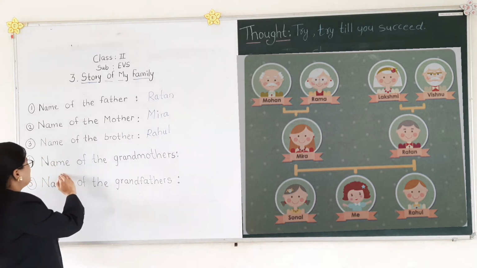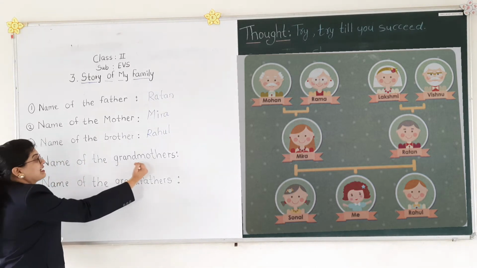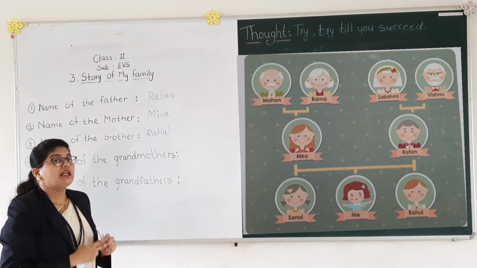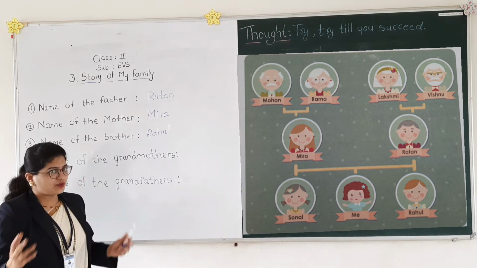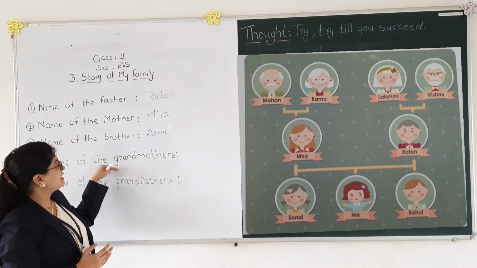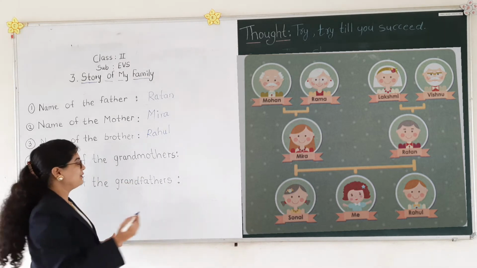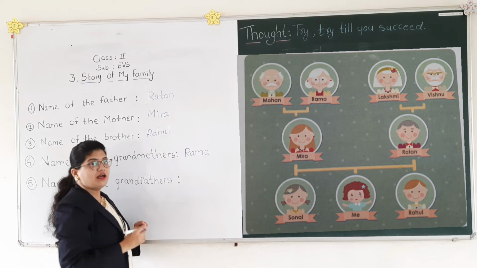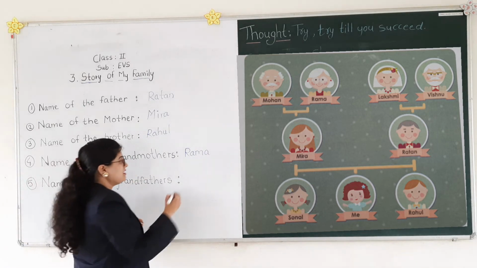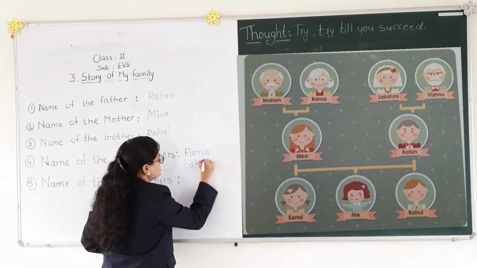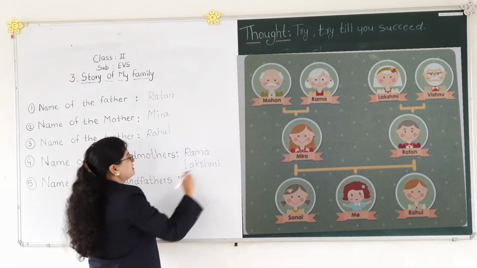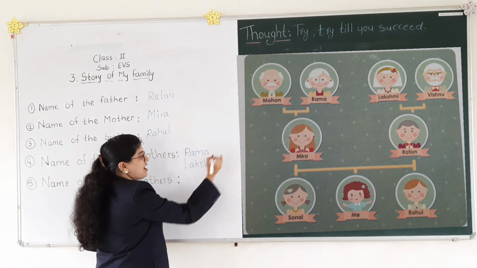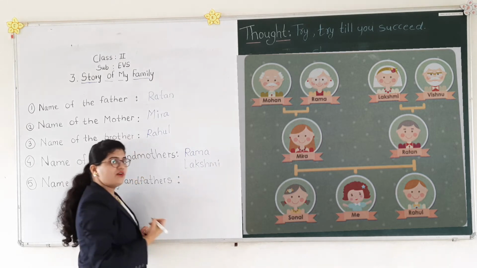So here the next question is the name of the grandmothers. As two grandmothers are given there, you have to write the names of two grandmothers. Can you tell me what are the names of the grandmothers? Yes, very good. One is Rama, R-A-M-A, Rama. And the second grandmother is Lakshmi. Okay students, Rama and Lakshmi are two grandmothers. One is mother of father and Lakshmi is mother of mother.